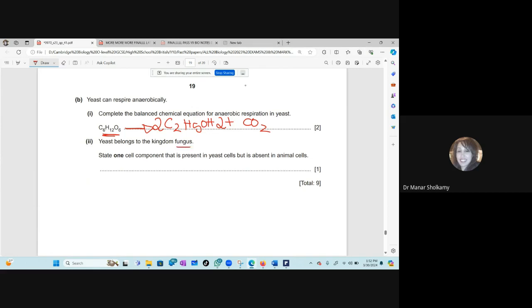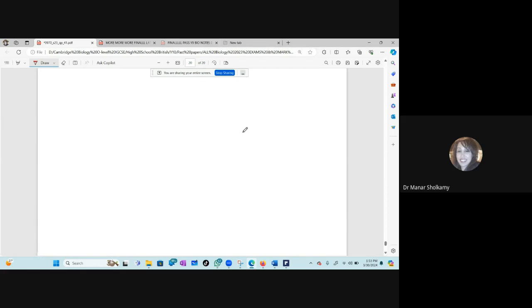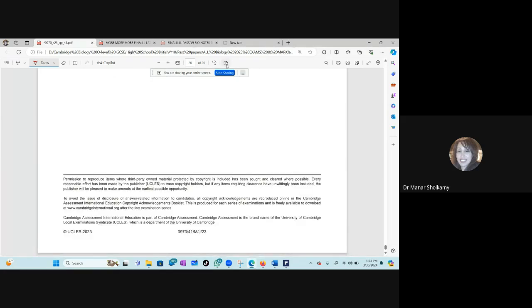Yeast belongs to the kingdom fungus. State one cell component that is present in yeast cells but is absent in animal cells. Chitin cell wall. Cell wall. Again, this is a very easy question. In fungus, it is made up of chitin. Oh, we're finished. This is very nice.